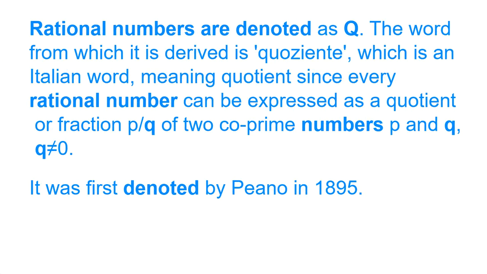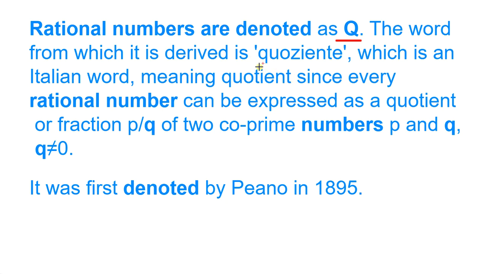Now, you must be wondering, in my previous video, I had discussed the notations of each and every type of number. So, did we discuss the notation for rational numbers? No. So, what is the notation for rational numbers? Rational numbers are denoted as Q. Now, you must be wondering, Q? How is Q related to rational numbers?